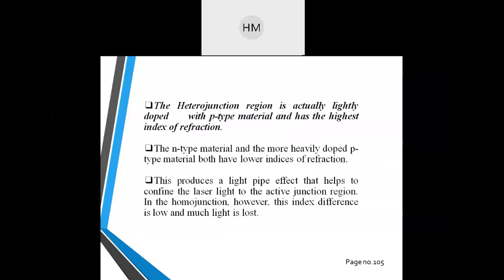The heterojunction region is actually lightly doped with p-type material and has the highest index of refraction. The n-type material and the more heavily doped p-type material both have lower indices of refraction. These produce a light pipe effect that helps to confine the laser light to the active junction region. In the homojunction, however, this index difference is low and much light is lost.